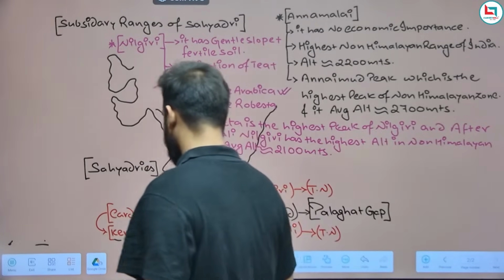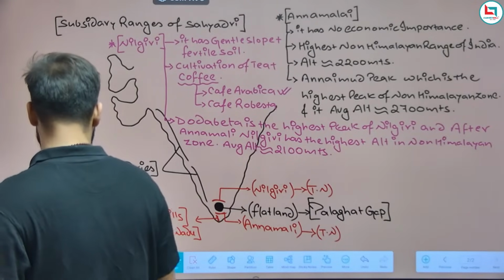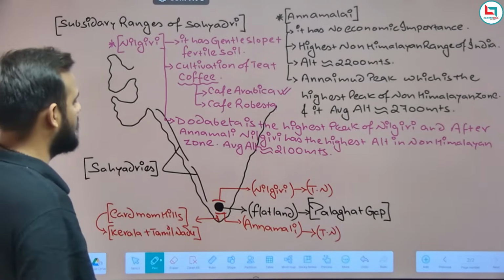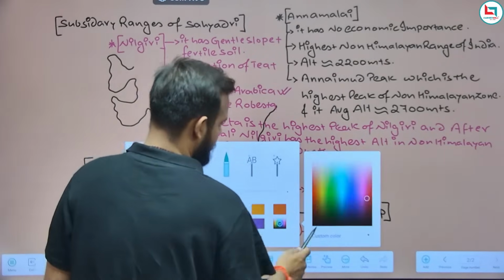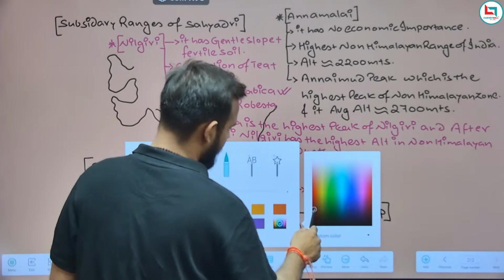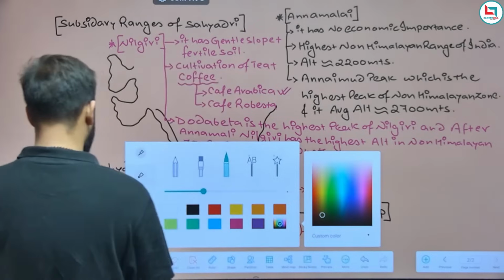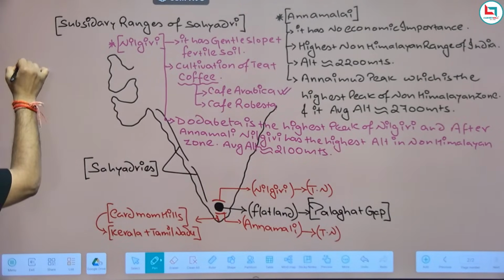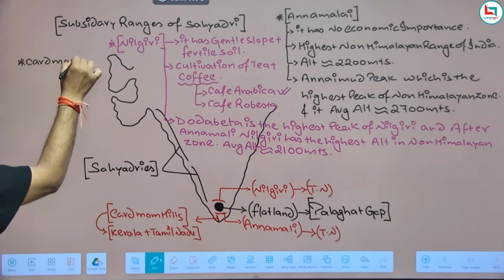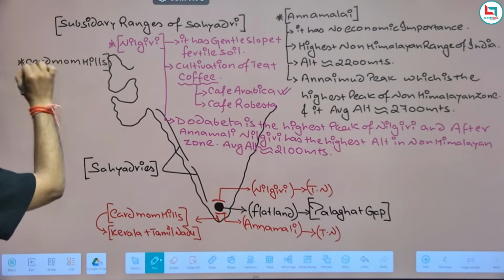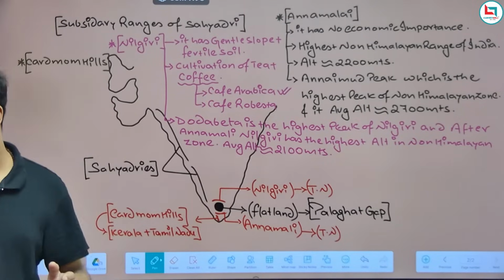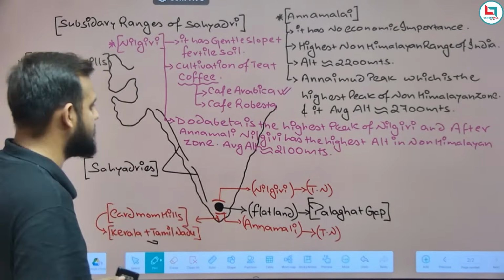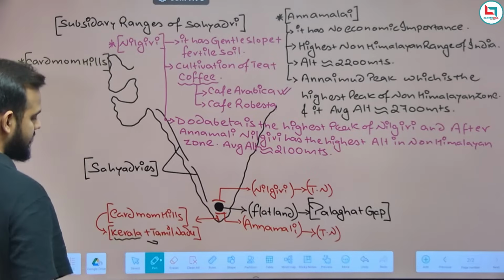Now buddy, the next major mountain range is the Cardamom Hills. So let's talk about the Cardamom Hills. They are present on the border of Kerala and Tamil Nadu. They are majorly present in the state of Kerala.